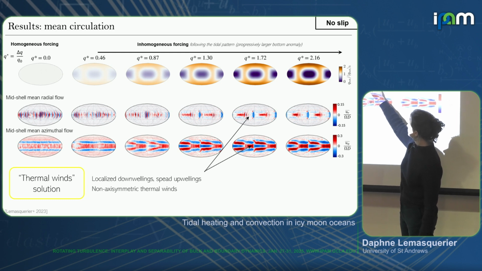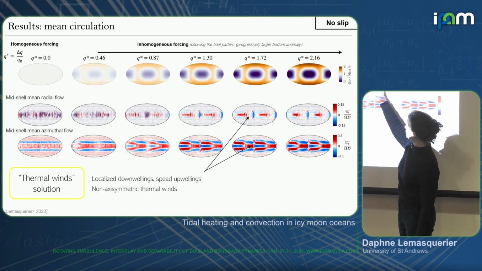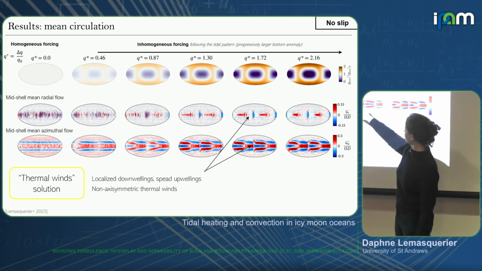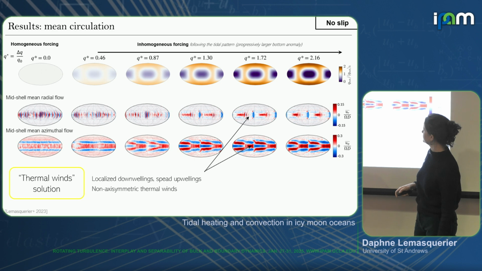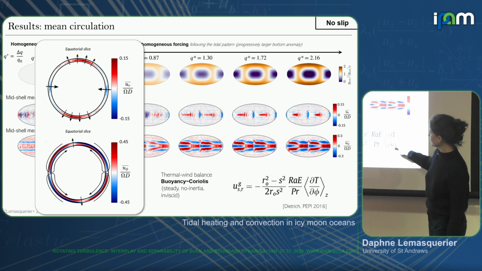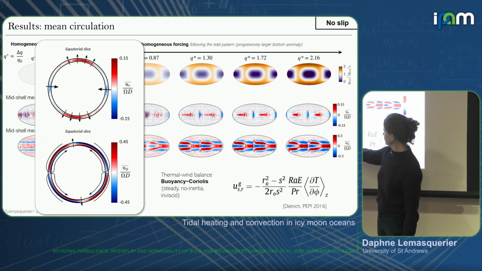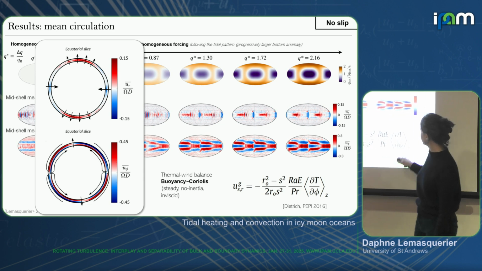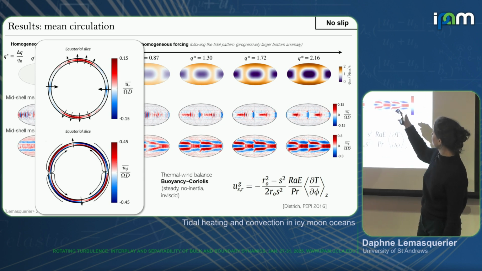develop in the equatorial region, and 2 zones of broad upwelling. And you have a corresponding circulation if you look at the azimuthal component of the velocity. And this is what I call the thermal wind solution. And so if you remember what I discussed at the beginning of the presentation, you get radial geostrophic flows due to the azimuthal temperature gradients.